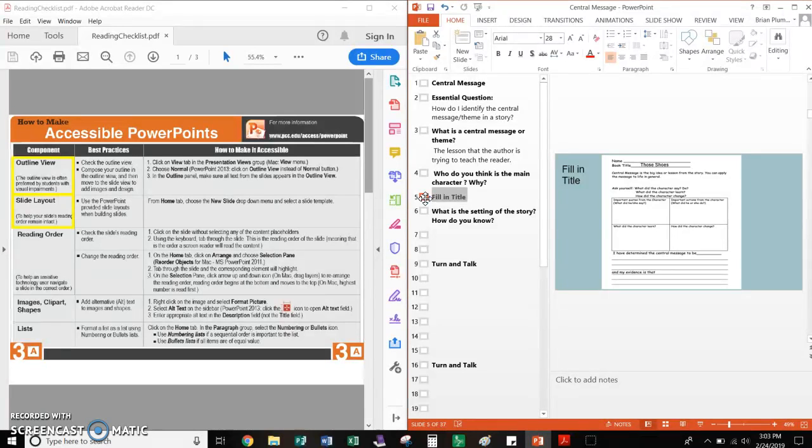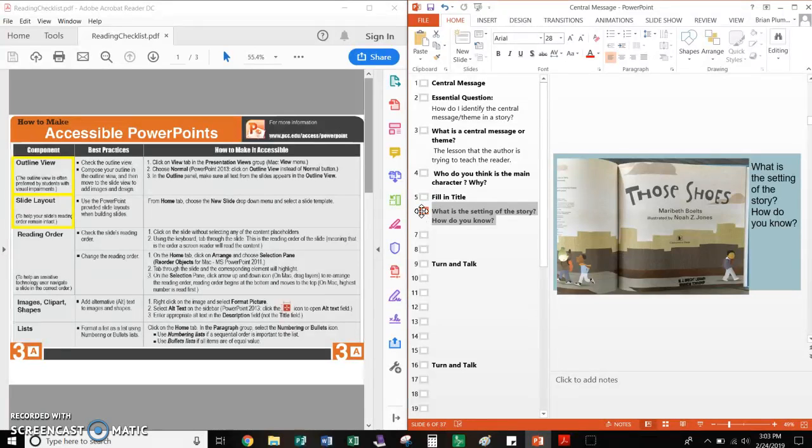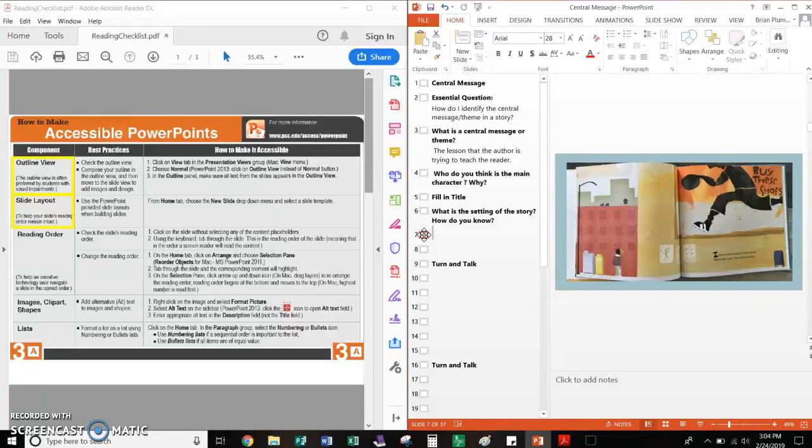The PowerPoint was shared with them, and they were able to go right along with me and have that text right in front of them. They had a paper copy of the organizer that they could fill out. Then we started by reading the story and asking the question, what is the setting and how do you know? They turned to their partners and shared their evidence to support how they knew what the setting was. And then I just started reading.